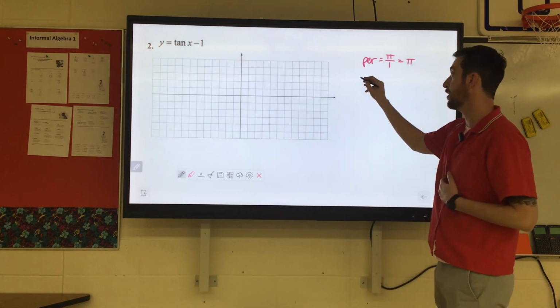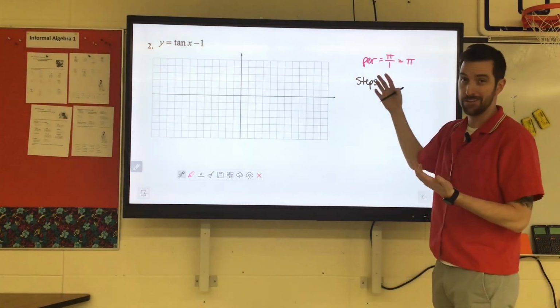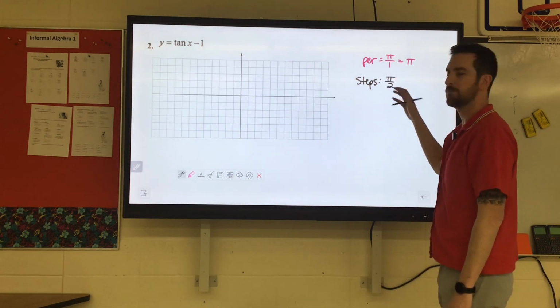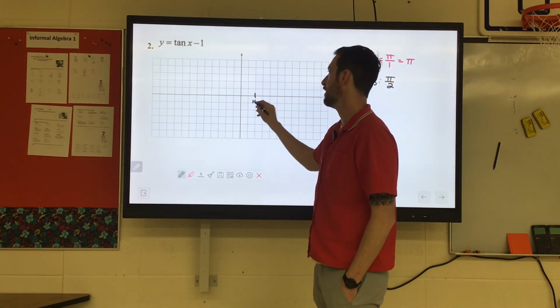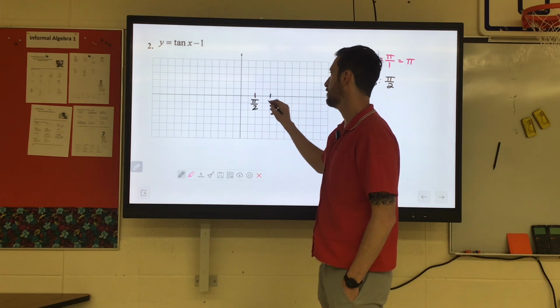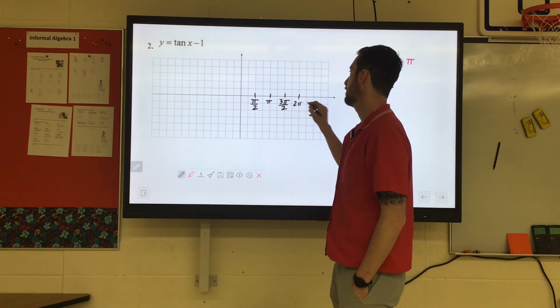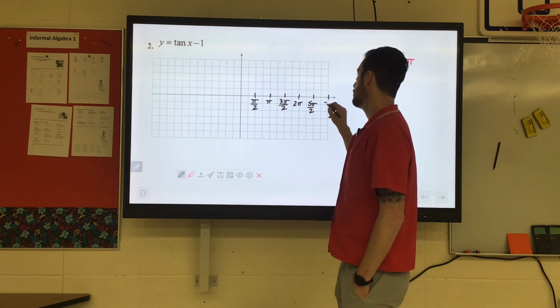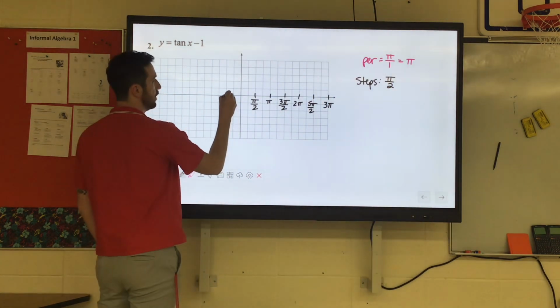Now, I like to figure out my steps for my labels, which is going to be half of that. So you could do pi divided by 2 or pi times 1/2. It's pi over 2. So we're going to label every pi over 2. Here's 1 pi over 2. 2 pi over 2 is just pi. We have 3 pi over 2. 4 pi over 2 is 2 pi. We got 5 pi over 2. We got 6 pi over 2. That's 3 pi. And then we'll have the negative versions of that as well.